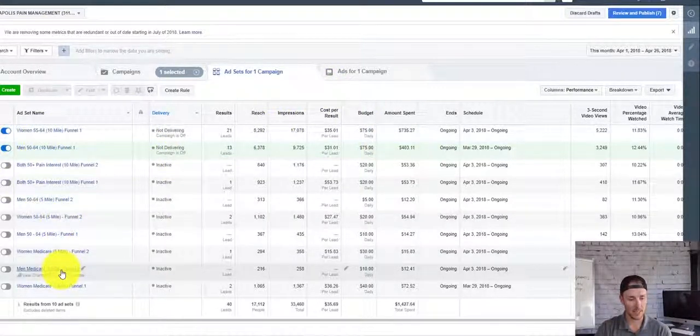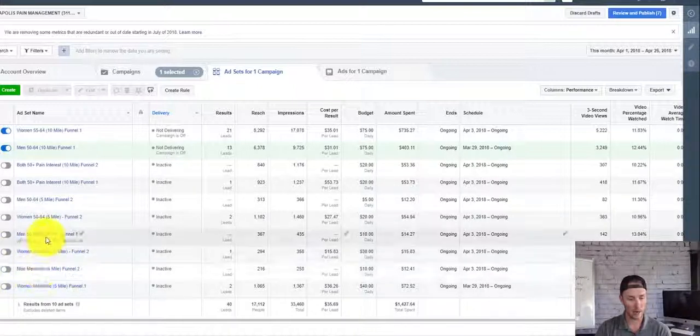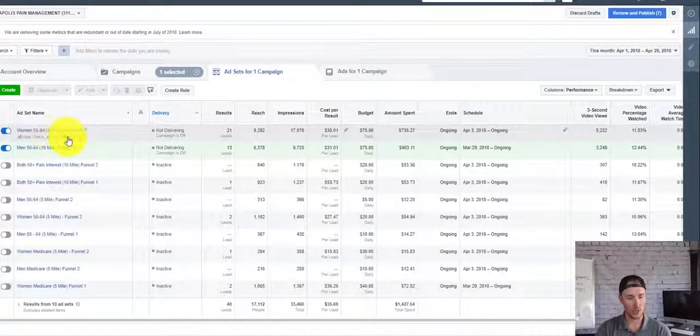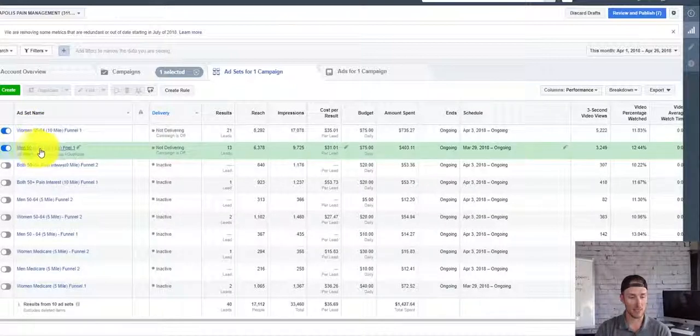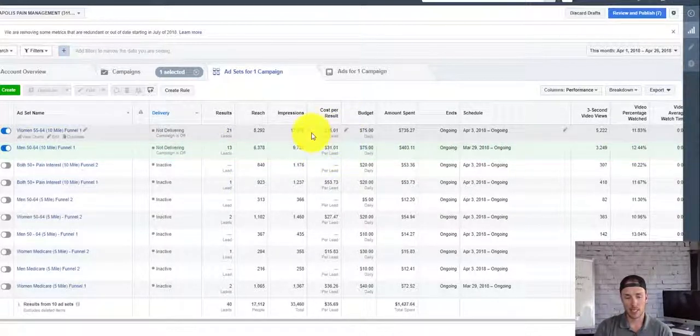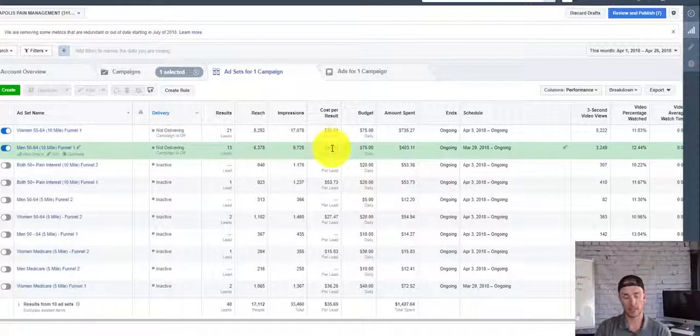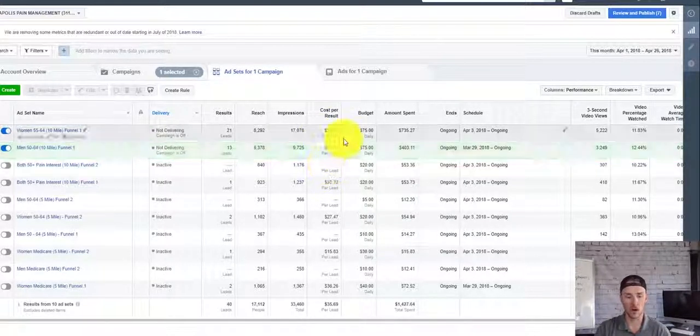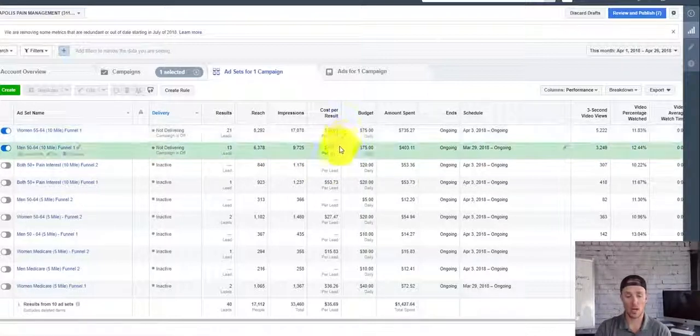We have a lot of different ad sets and breakdowns for the age and the population range, location. So the two that are working really well for me right now are 10 mile funnel one, age range 55 to 64 in women, and men 50 to 64. And so again, just a lot of testing back and forth. Cost per lead. And so these are the actual people that sign up and come in, and the conversion again is that 80 to 90%. So our cost per acquisition isn't a whole lot more than this.